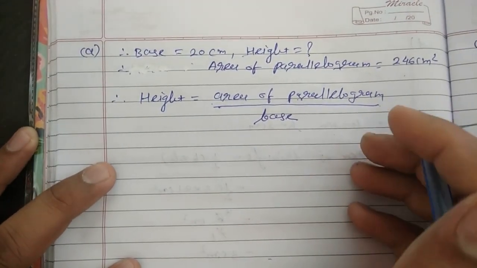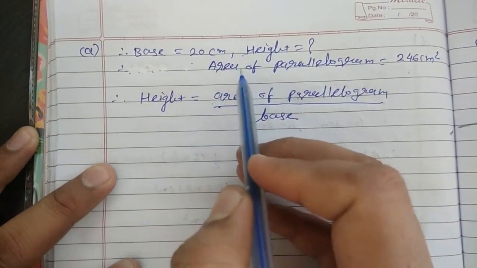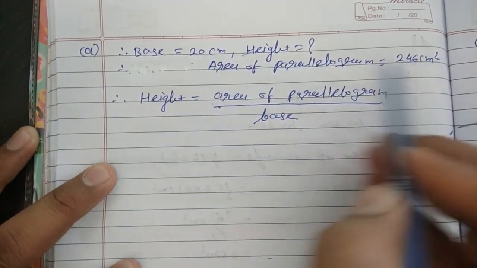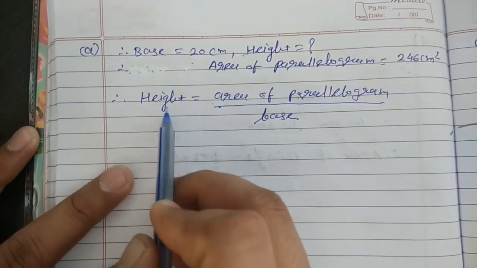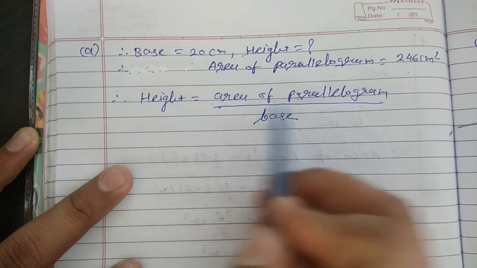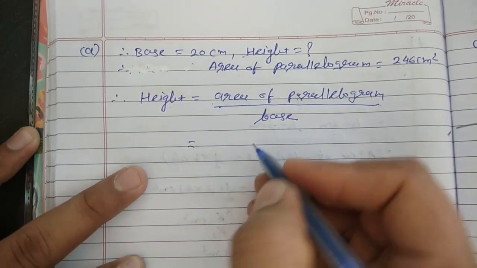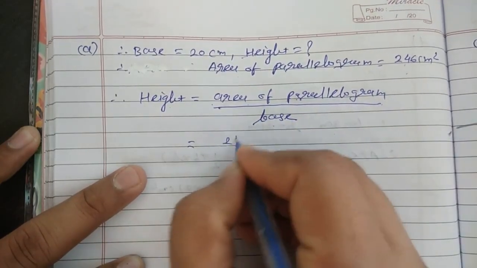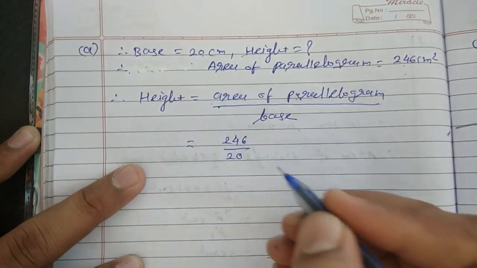So sum A. Here base is given 20 centimeter and area of parallelogram is given, that is 246 centimeter square, and we have to find the value of height. So we will use this formula: height is equal to area of parallelogram divided by base. So here we will put the values. Area of parallelogram is given 246 divided by base, which is given 20.